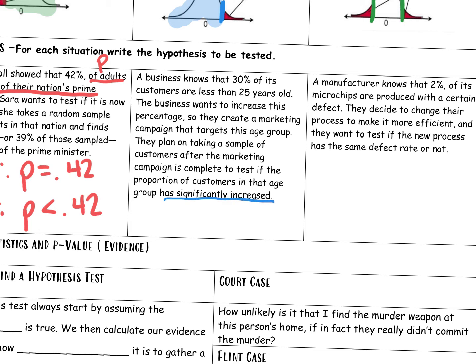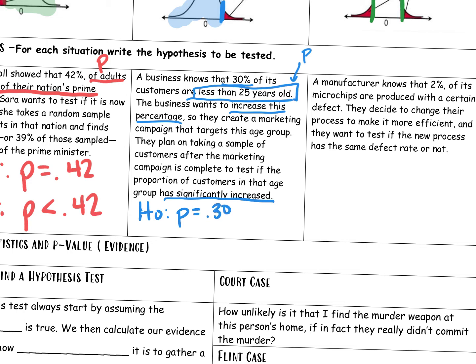We want to test to see if the proportion has significantly increased. We're doing the marketing campaign because they want to increase this percentage. Because of all of these words that say increase, I need to do a greater than test. The parameter in this case is the proportion of customers that are less than 25 years old. This right here is your P, the true proportion of customers that are less than 25 years old. So when I write this H0, P is equal to, well, they know right now it's 30%.